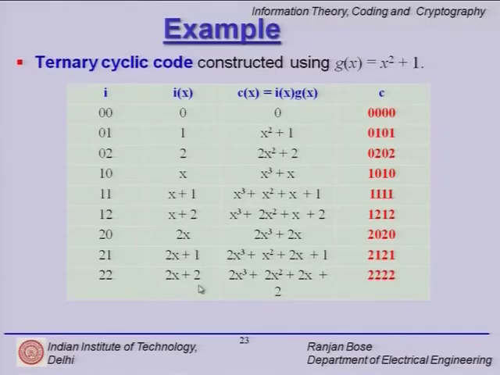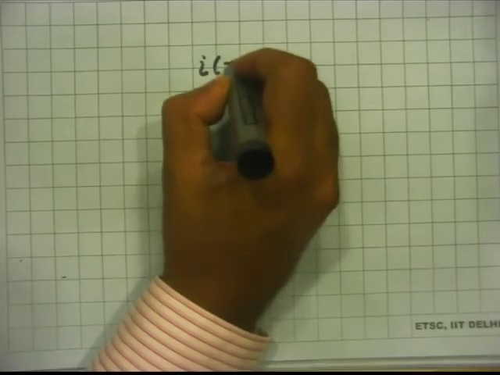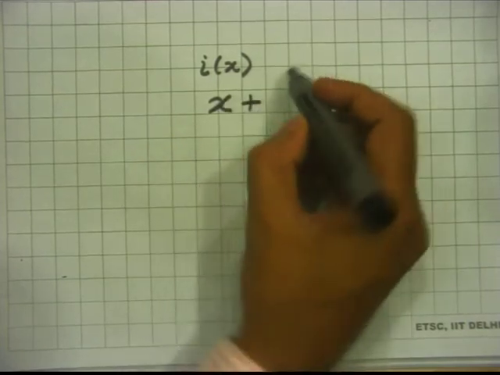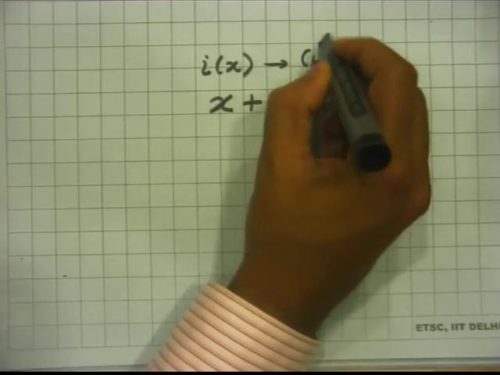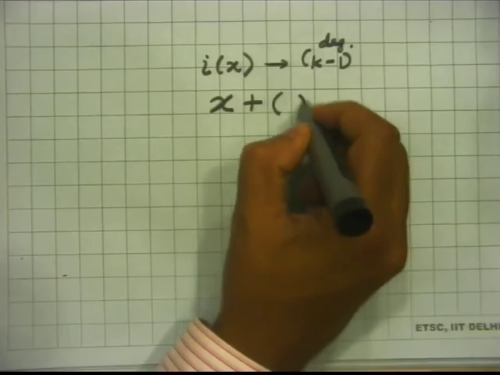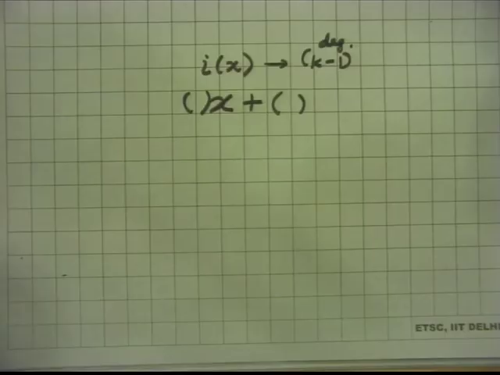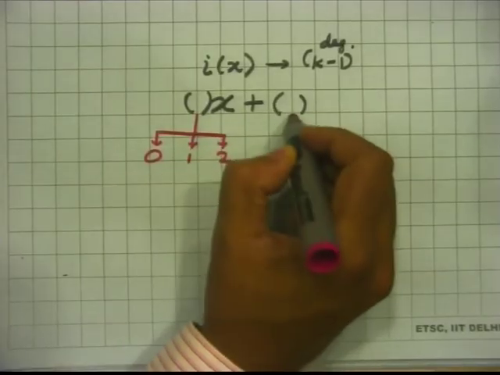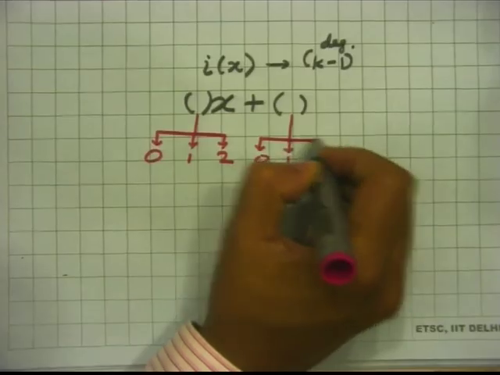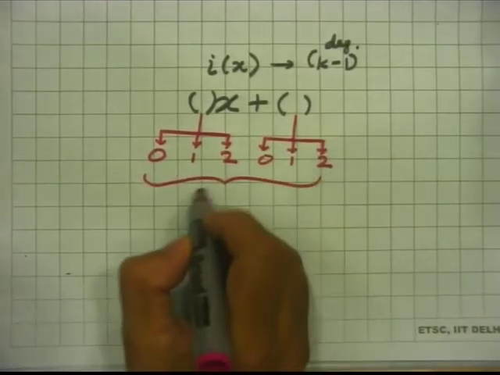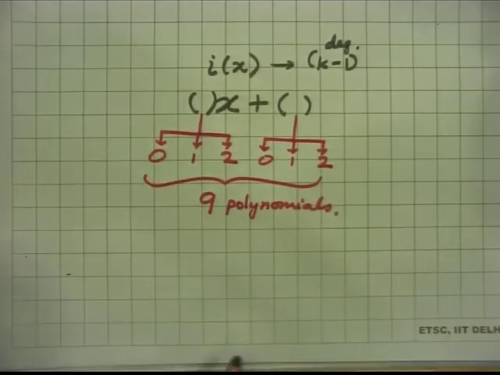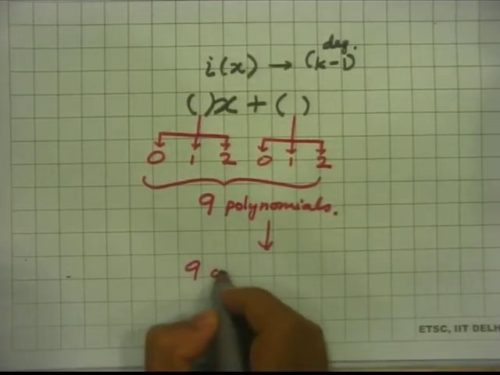All right. So, explicitly, if you want to see, you are looking at your I of x, and I of x can have degree k minus 1 and therefore, I have got 2 places to fill, and this first one can be 0, 1 or 2, and the second place can also be 0, 1 or 2, and therefore, we have 9 polynomials, and these would correspond to 9 code words.